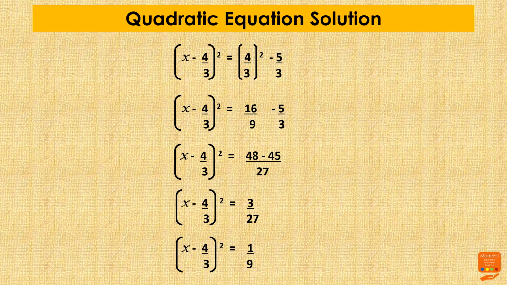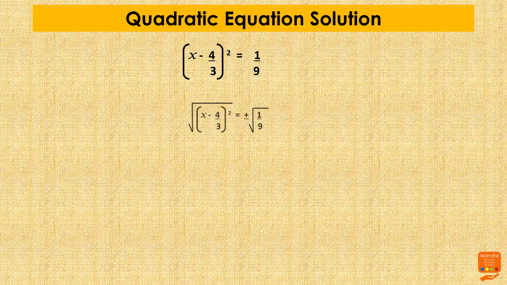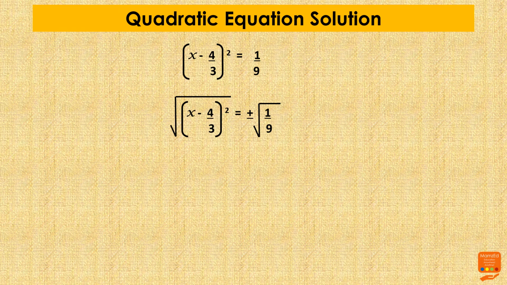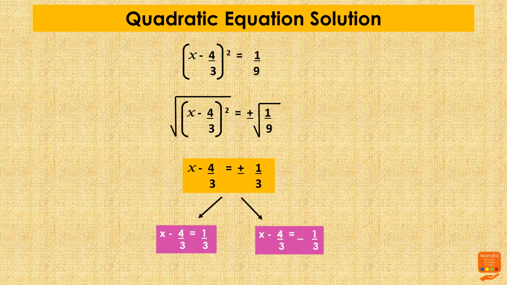We take square root on both sides to eliminate the square, and we get x minus 4 by 3 is equal to plus minus 1 by 3. Remember that when we take a square root of a value, we always add plus and minus to the value. So now we have x minus 4 by 3 is equal to 1 by 3, and x minus 4 by 3 is equal to minus 1 by 3. So this tells us that there are two values of x for this quadratic equation. So let's try to get these two values of x.